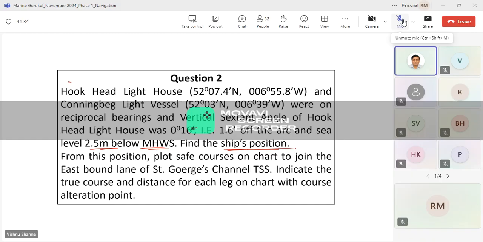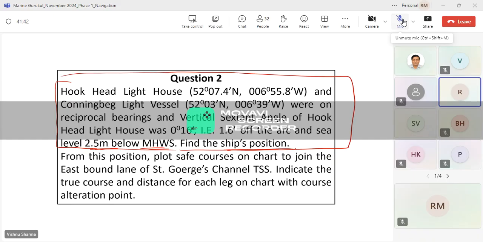Now, whatever position you find, you'll have to transfer it. Tell me, guys, what are the methods I can deploy to get the position here? Identify by reading the question. Reciprocal bearing will give you a PL. Okay, that is only a PL. Reciprocal bearing gives you only a PL. One PL does not give you a fix. How do I get the fix?